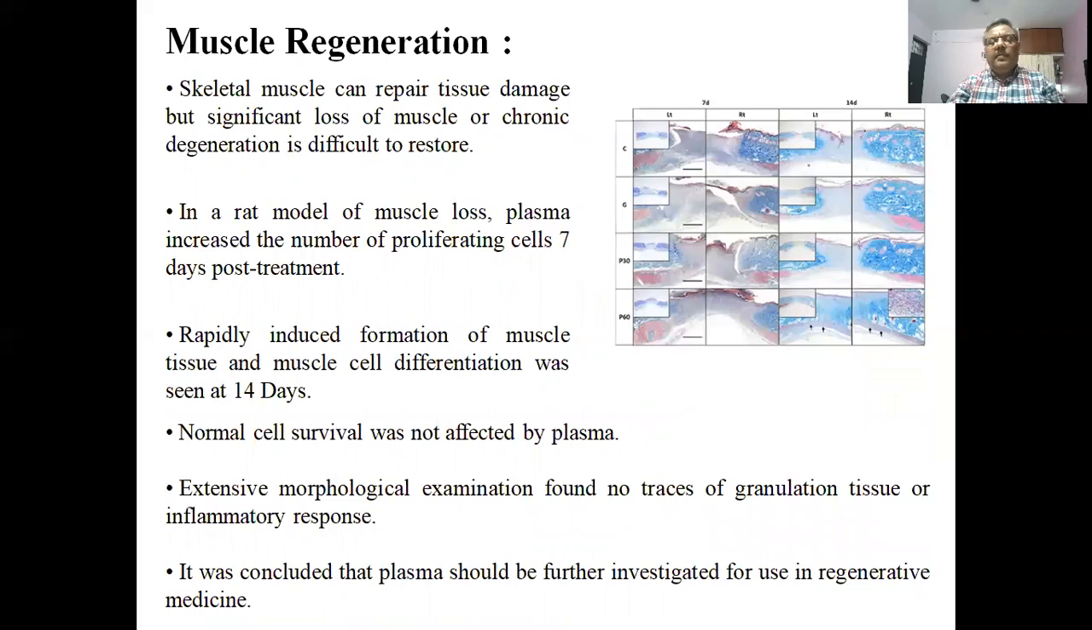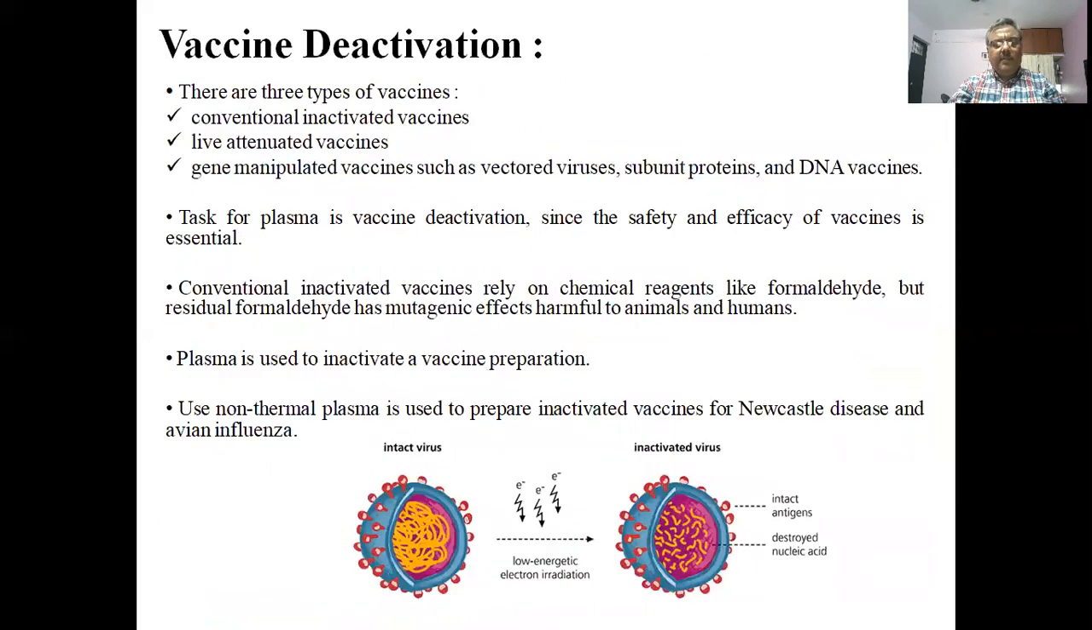The next is muscle regeneration. The skeletal muscle can repair tissue damage, but significant loss of muscle or chronic degeneration is difficult to restore. So studies have been conducted, and it was concluded that plasma should be further investigated for use in regenerative medicine. The vaccine deactivation is another potential application of plasma, where plasma is used to inactivate a vaccine preparation.